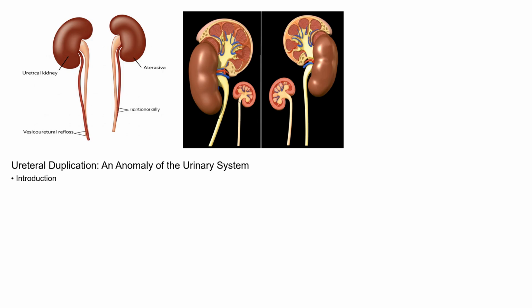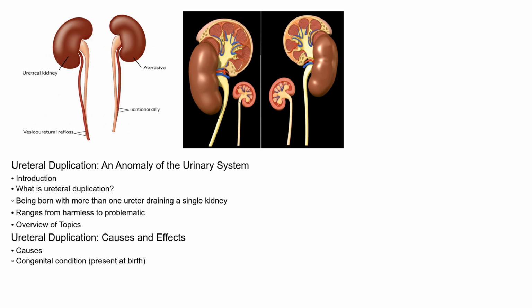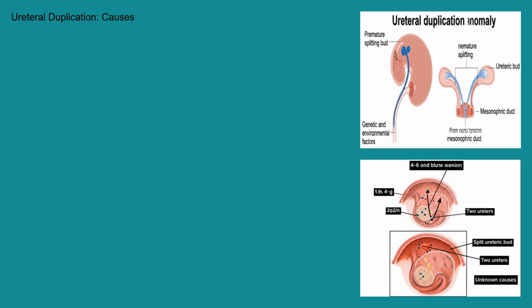Welcome to today's video, where we'll be exploring a fascinating anomaly of the urinary system, ureteral duplication. This condition, where someone is born with more than one ureter draining a single kidney, can range from being completely harmless to causing significant health problems. Join us as we delve into the details of ureteral duplication, covering its causes, how it affects the body, diagnosis, treatment, and more. So, what causes ureteral duplication?